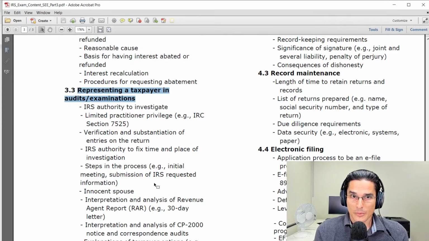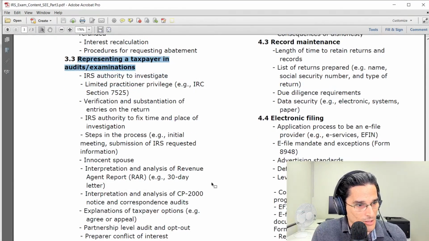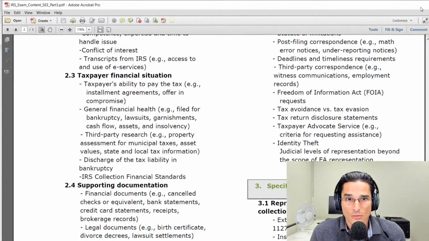As an EA, you can represent taxpayers before the IRS. So with that responsibility comes knowing the applicable rules and regulations. So with that, there's all these different sections. That's really the 3 exams.